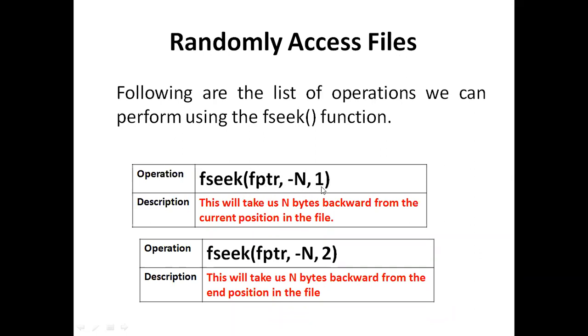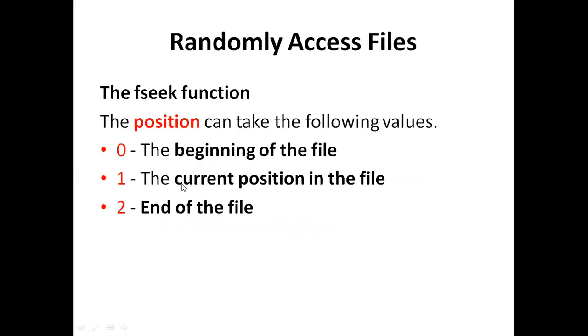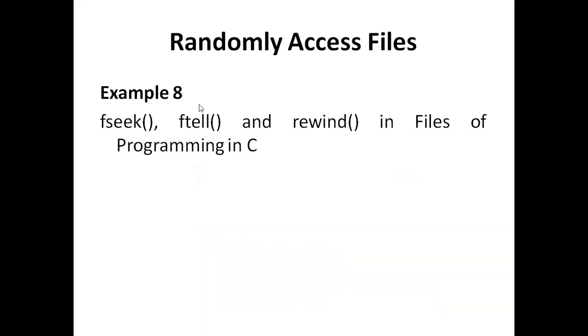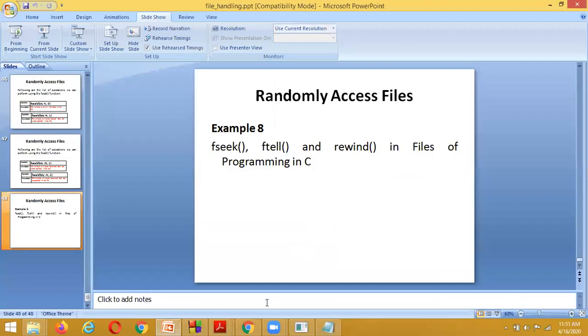For fseek we pass three parameters: one is the file pointer, one is the offset, and one is the position. The position value is indicated by 0, 1, 2. 0 for beginning, 1 for current position, 2 for end of the file. And now we are going to see an example of fseek, ftell, and rewind inside files in programming in C. And this is the last concept of our syllabus.